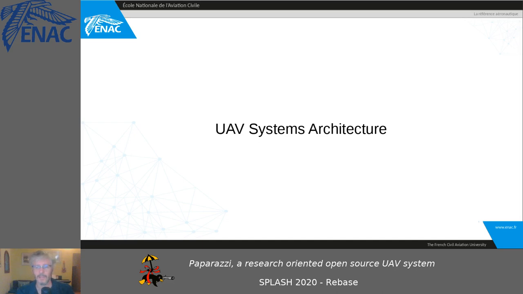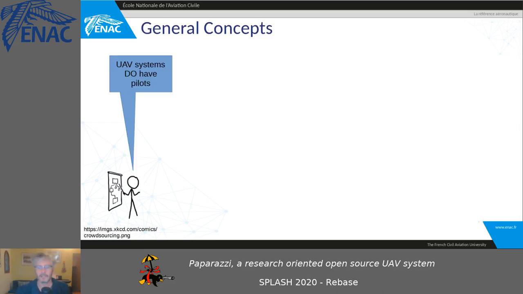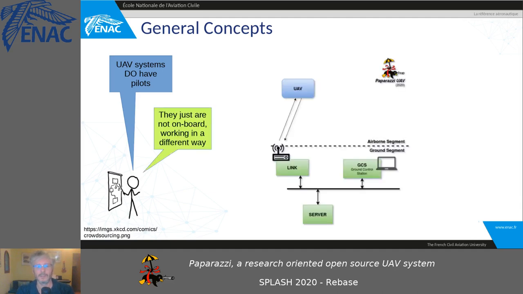So let's have a look at what's inside and what is a UAV architecture. The first thing is that it's not because it's an unmanned aerial vehicle system that we don't have pilots. UAVs do have pilots. They are just not on board and they're working in a different way. I mean, different from what a pilot would do and different from what an air traffic controller would do.